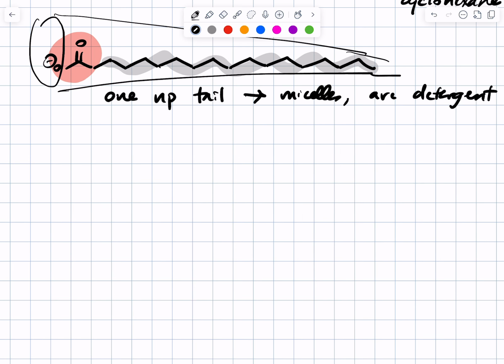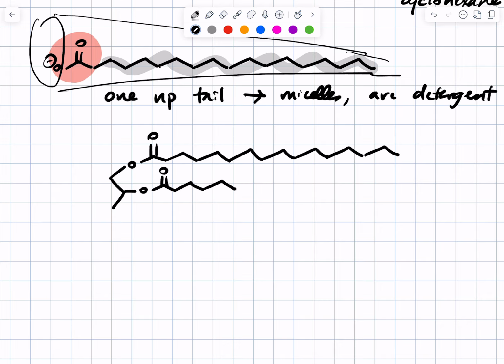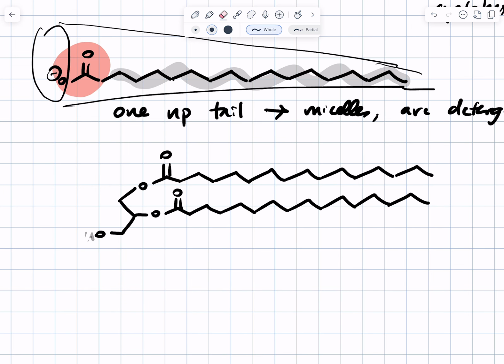Now, one thing we could imagine is, what if instead of one nonpolar tail, we had two? So we're going to go back to the structure of a triglyceride, only we're going to put just two fatty acid tails on the glycerol backbone. And then on the other group, we're going to put something else. So this is called a diacyl glycerol. It's not a triglyceride because instead of having three fatty acids, we only have two.